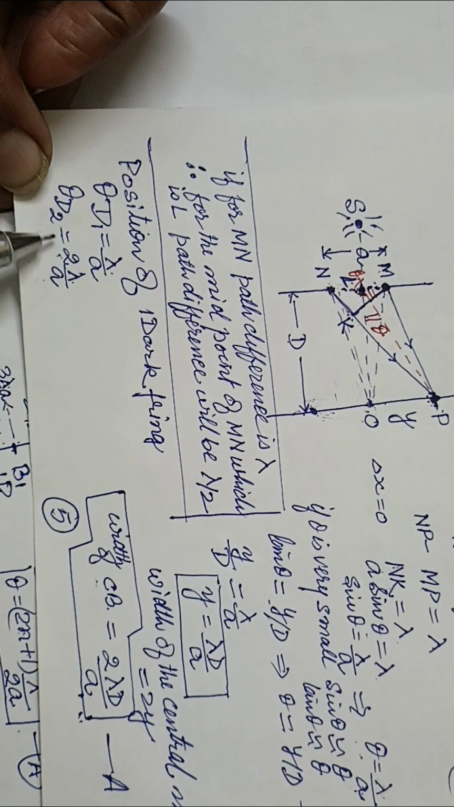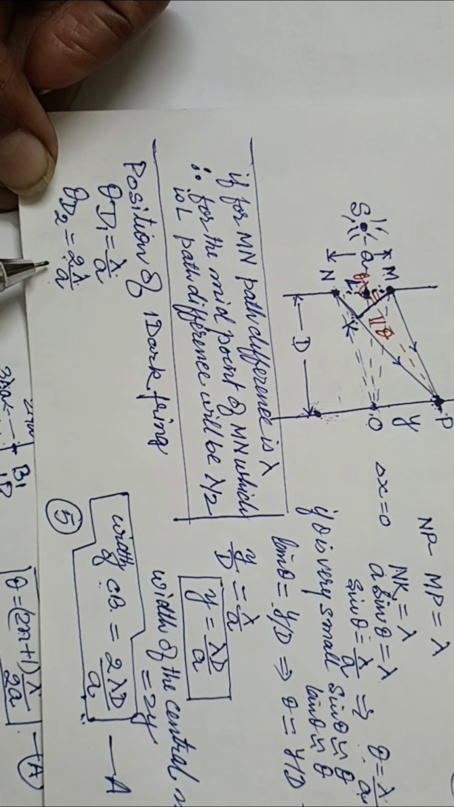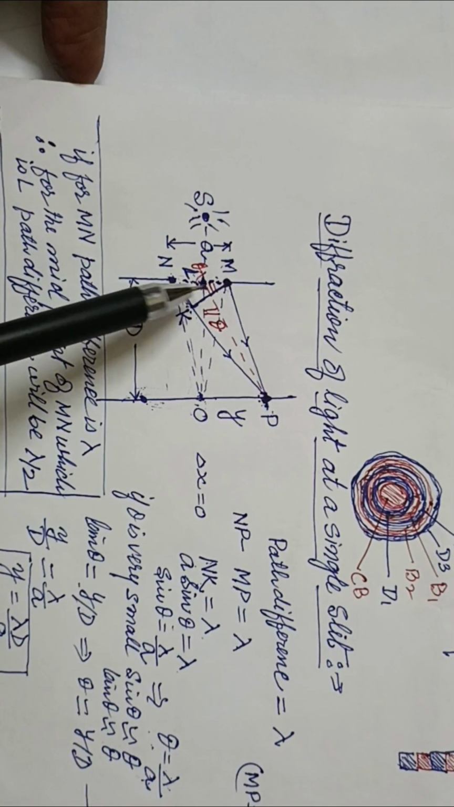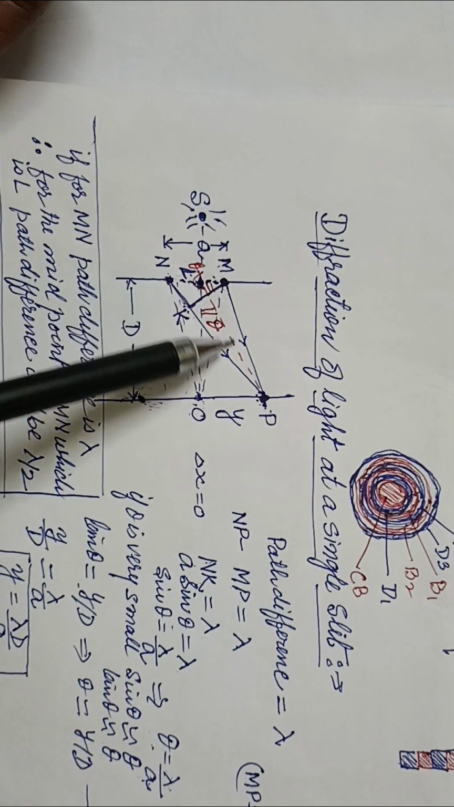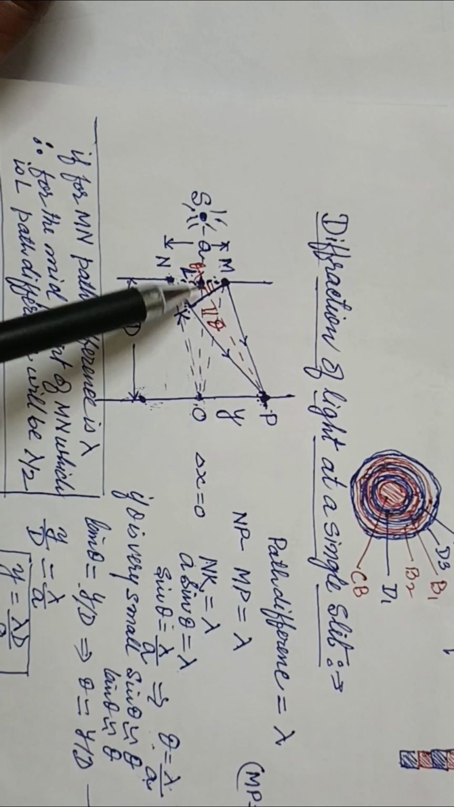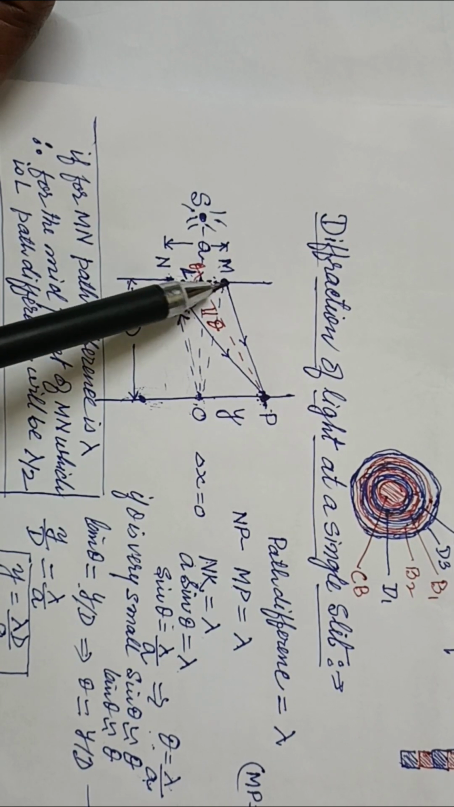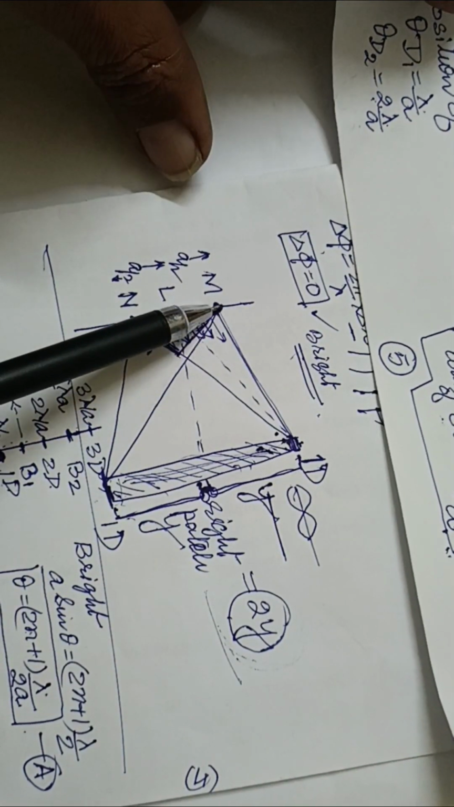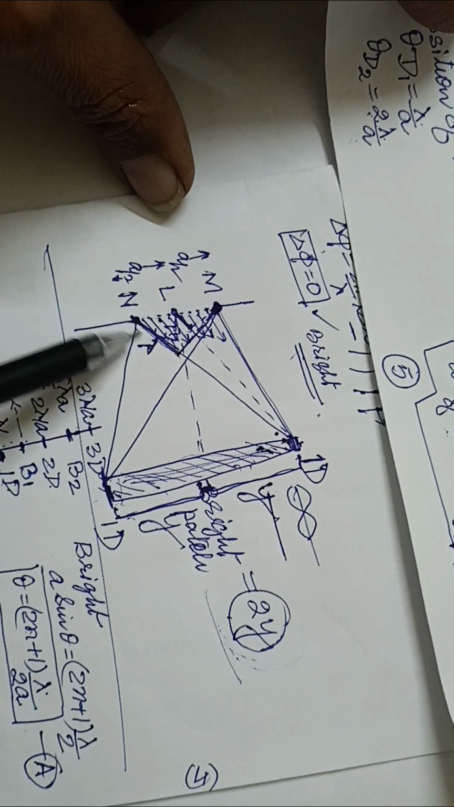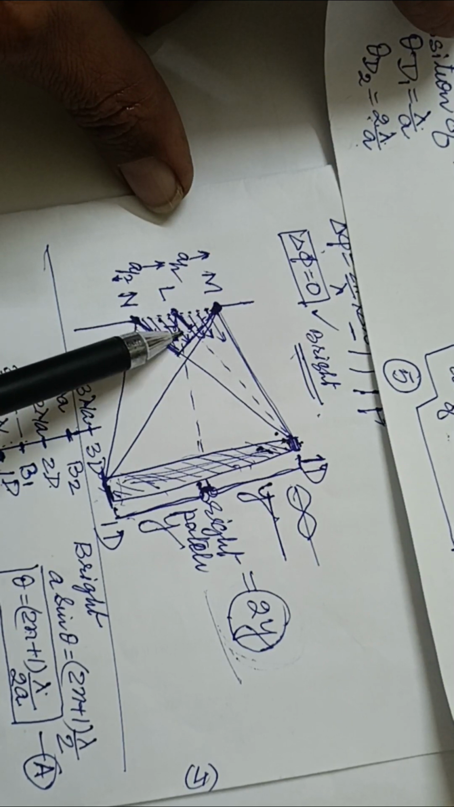Similarly, the position of the second will be 2 lambda by a, and for the third it will be 3 lambda by a. I also explained that between these two, all the secondary wavelets reach there in opposite phase. Why? Because this is the midpoint. If for the entire slit the path difference is lambda, then for the midpoint it will be lambda by 2.